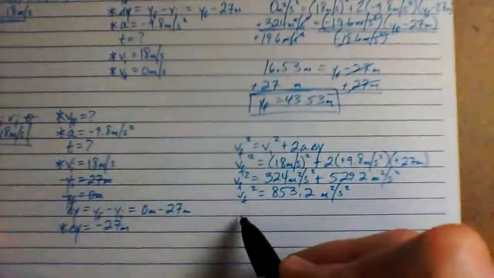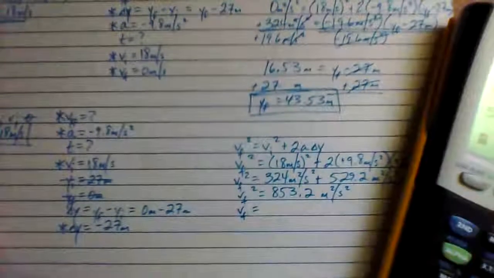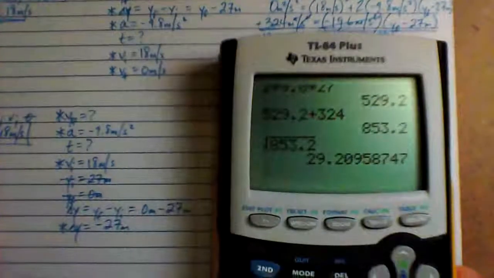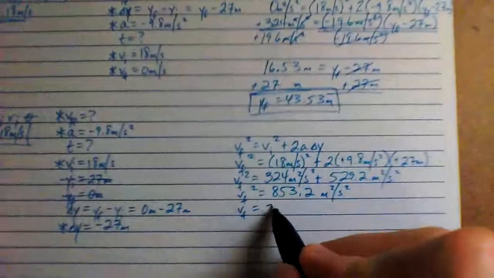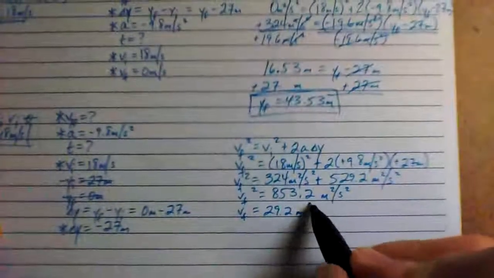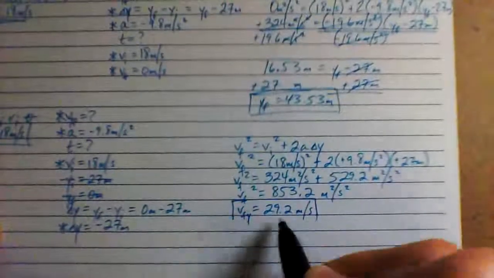I'm not done with the problem yet. I have to take the square root of that, so VF is equal to 29.21 meters per second. I was going to say 29.2 meters per second. Alright, and that's my final velocity within the y direction.